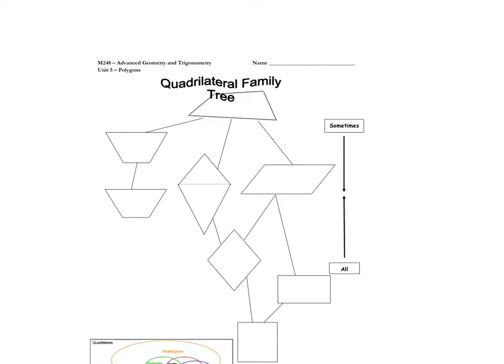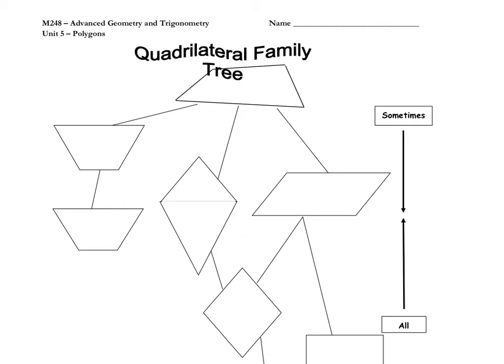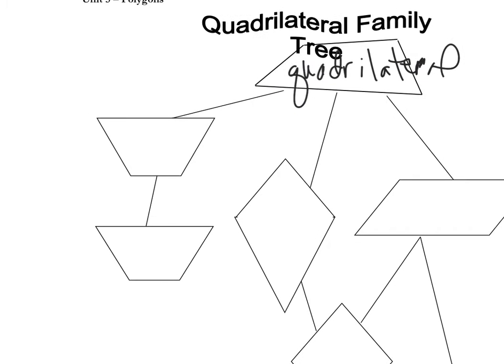Okay? So here is a nice little diagram for us about the quadrilateral family tree. And this very top one is a quadrilateral. And remember that a quadrilateral has four sides. So our very first box is a quadrilateral. Then over to the left, we have a trapezoid. And then remember that we have a special type of trapezoid that goes right underneath it, and that's an isosceles trapezoid. And that's where you have the legs congruent.